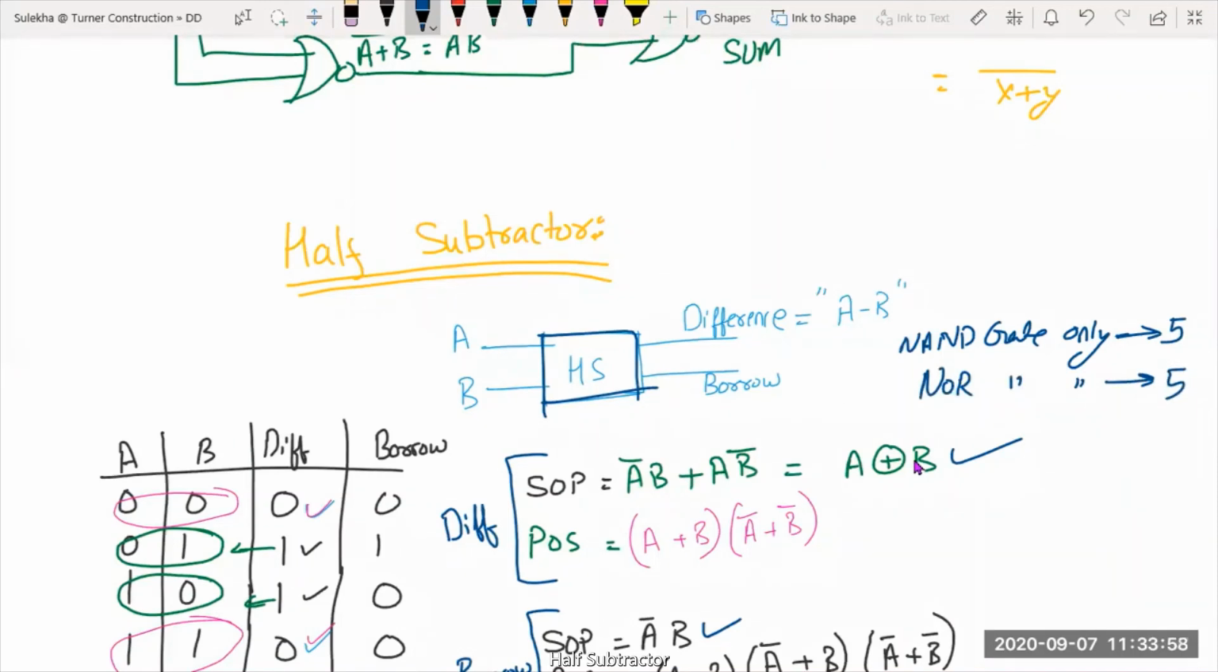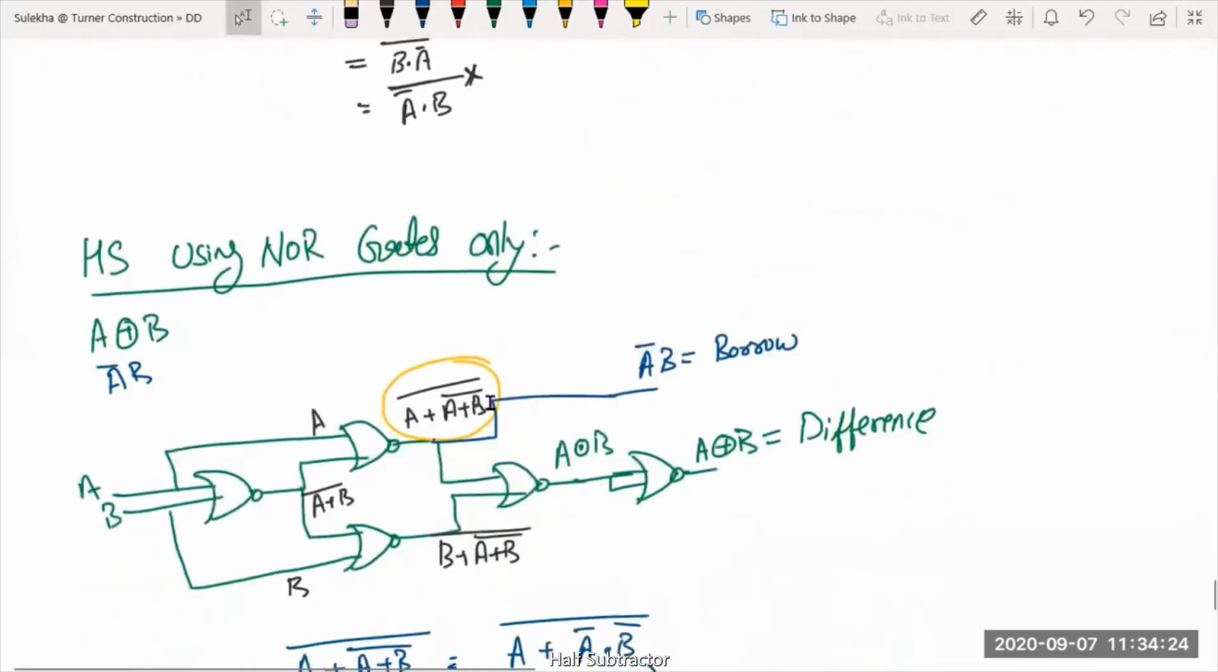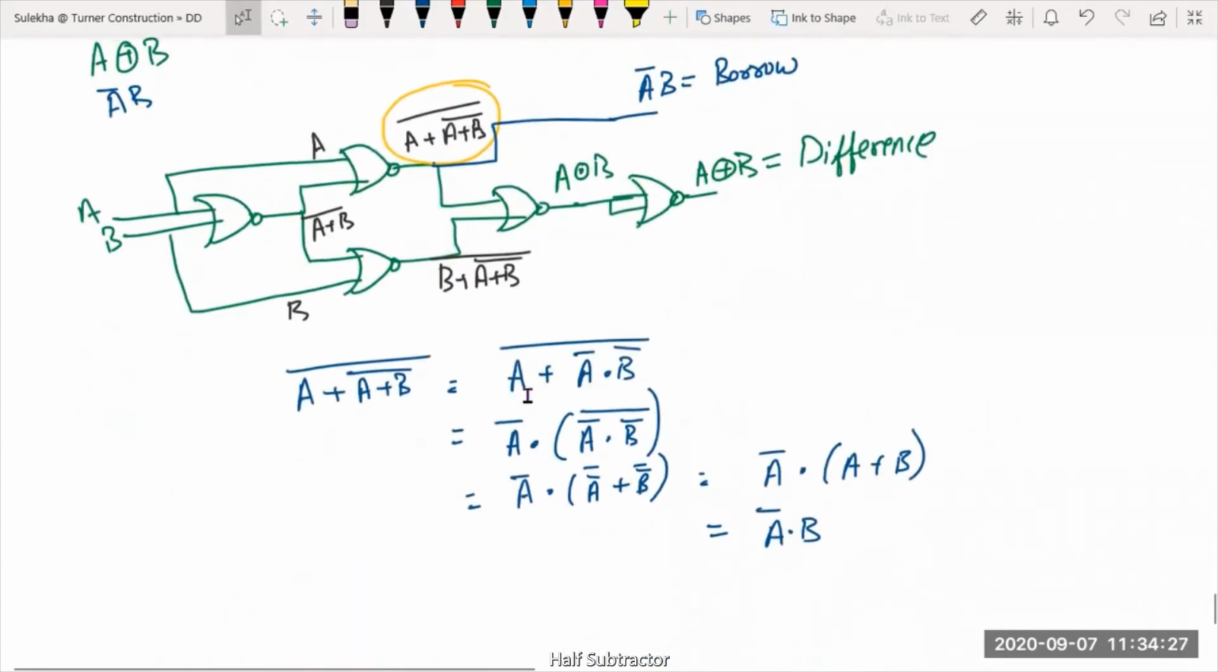In the case of a half adder also, you need 5 gates if you are implementing with either NAND or NOR. The same case is there for the half subtractor: if you want to implement with NAND or NOR, you need 5 gates. So with this, I think half adder and half subtractor are clear to you.